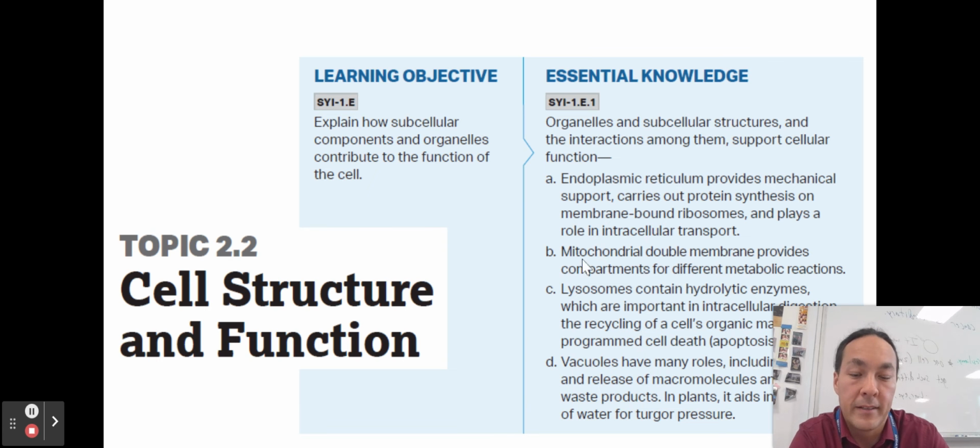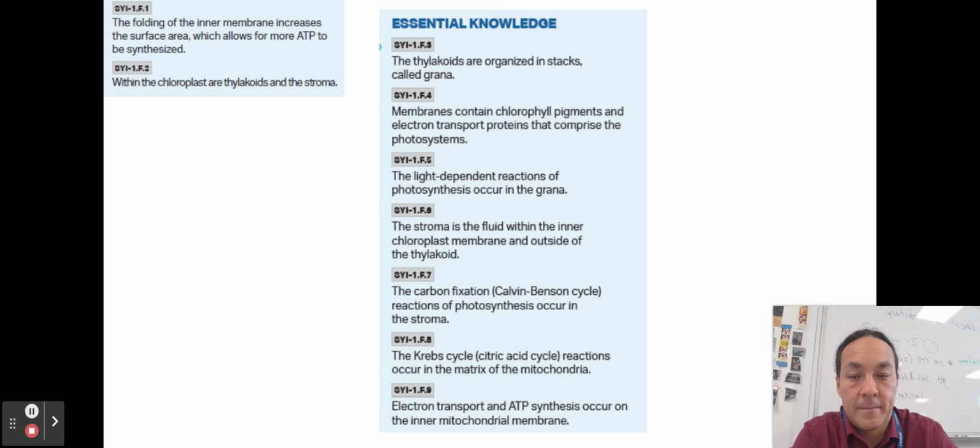For instance, the mitochondria, right here, it's saying the function is it's going to help to provide for metabolic reactions, or making ATP. Its structure is it has a double membrane, and it's going to have ATP synthase enzymes, etc. All right, and so then there's more here that we'll go over as well.